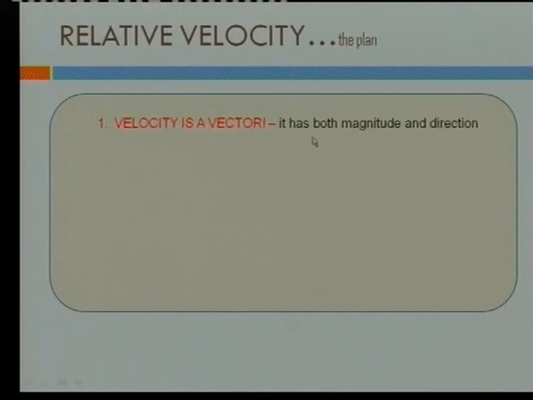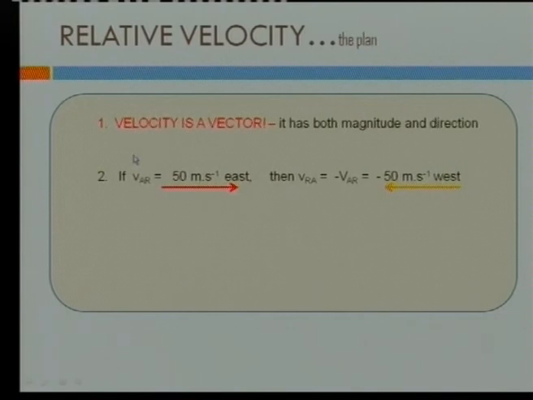What is the plan? There are two big ideas that I would like to bring to your attention. The first is that velocity is a vector. That means you always have to bear in mind the magnitude, the size, the how much of it, and of course, you have to indicate the direction. Next point is just as important. This is a powerful tool that we have.